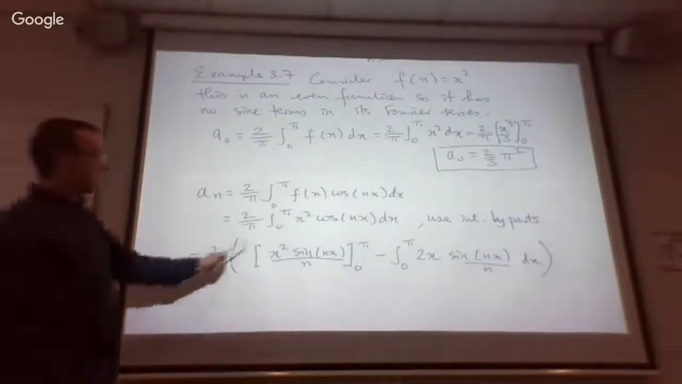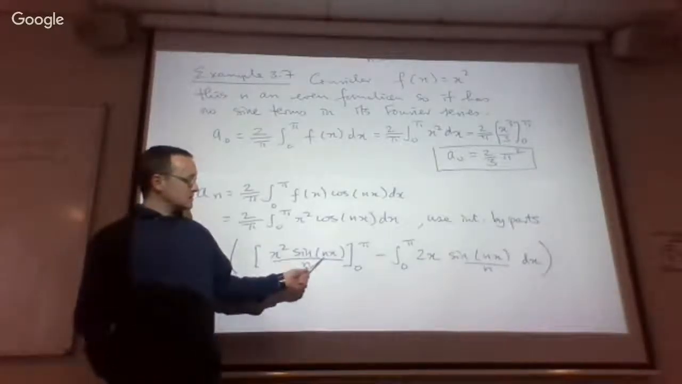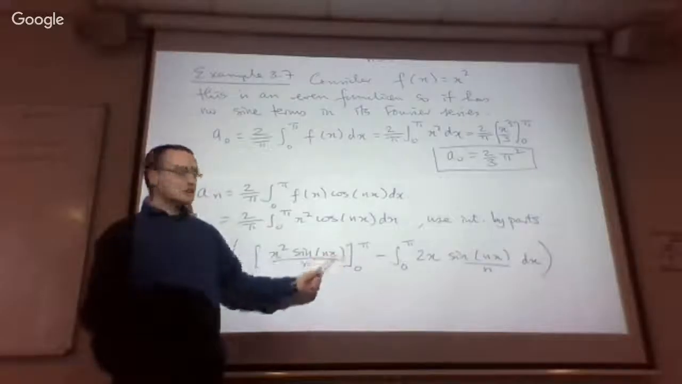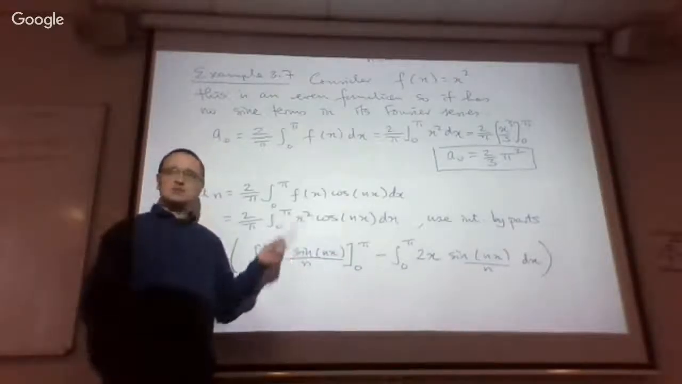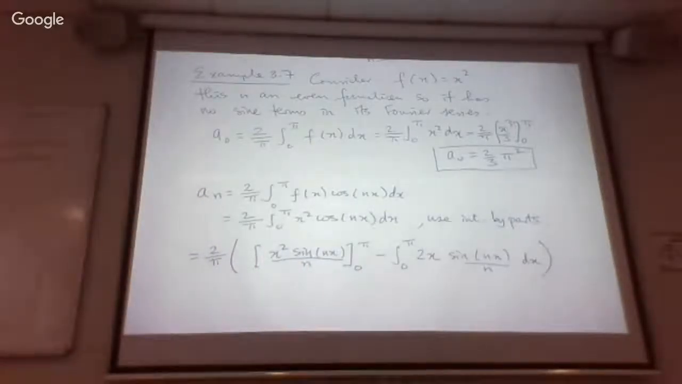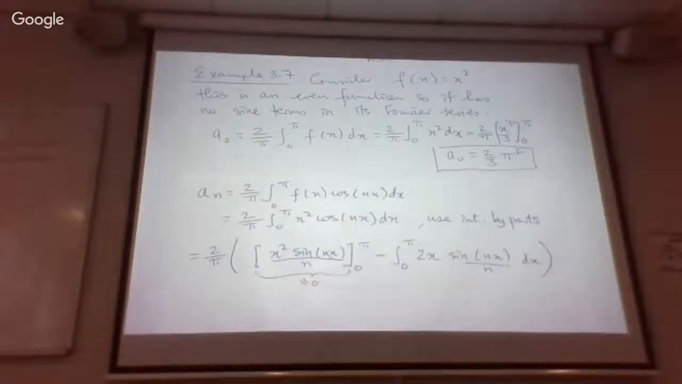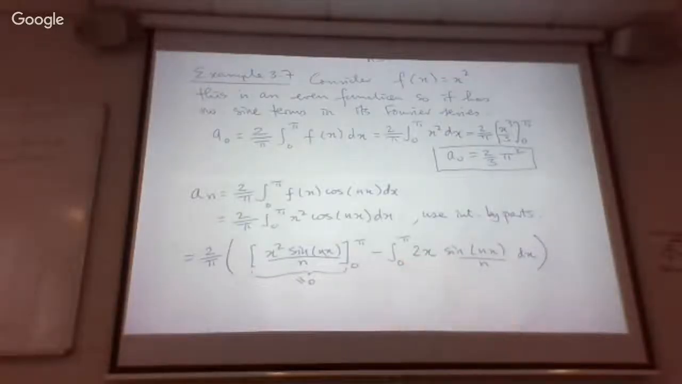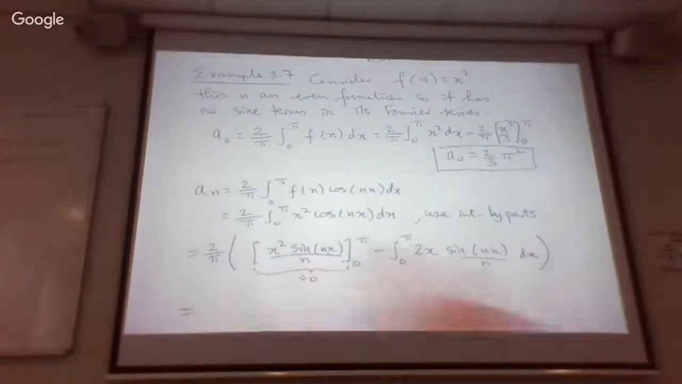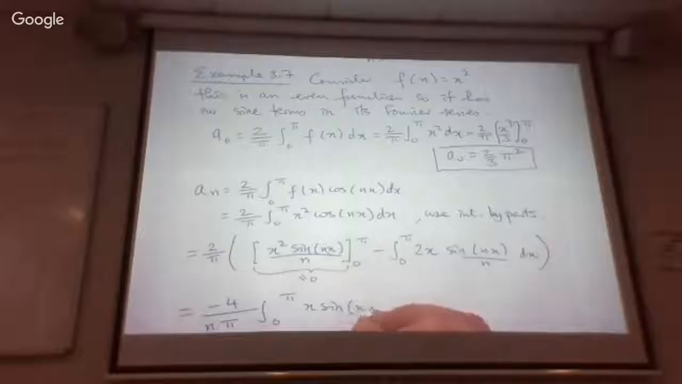Now this bit here is going to give you 0, of course, because to evaluate this, we have to evaluate sine at an integer multiple n times pi, or sine at 0. But those are always going to be 0. So that square bracket there just comes to 0. So the integral we're left with, we can simplify it down a bit. We can take out the 2, take out the n. So we get minus 4 over n pi times the integral from 0 to pi of x times sine nx dx.